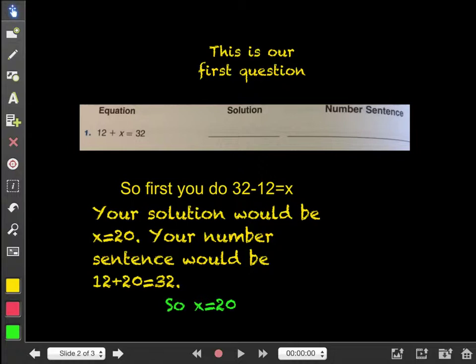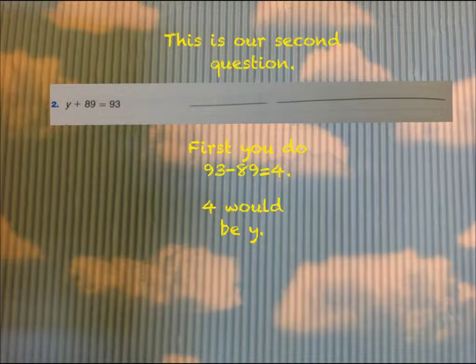12 plus x equals 32. So first you do 32 minus 12 equals x. Your solution would be x equals 20. Your number sentence would be 12 plus 20 equals 32. So x equals 20. This is our second question.